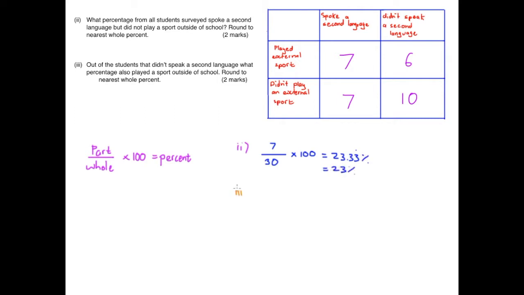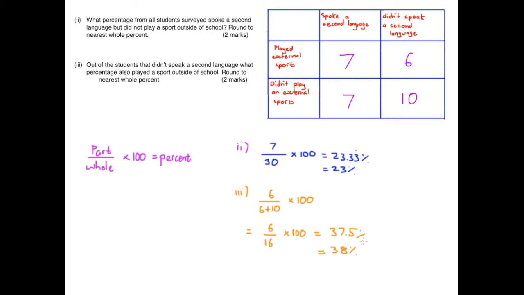The only difference with part 3 are the values used. For this, we'll divide the number of students that didn't speak a second language but did play a sport, 6, by the total number of students that didn't speak a second language, 6 plus 10, 16, and then multiply by 100, which rounded to the nearest whole gives us 38%.